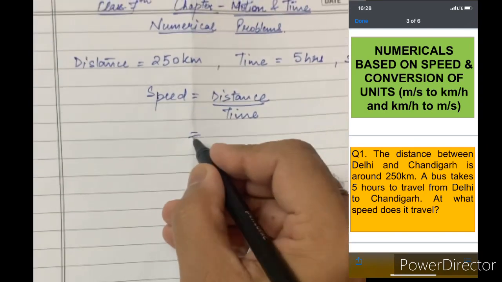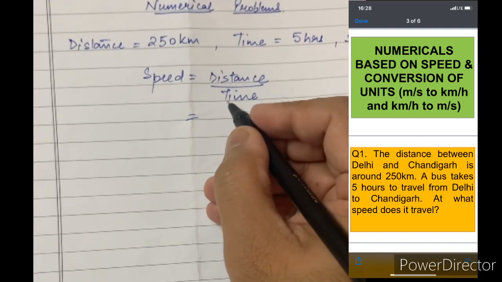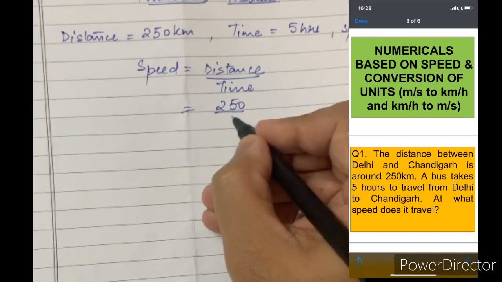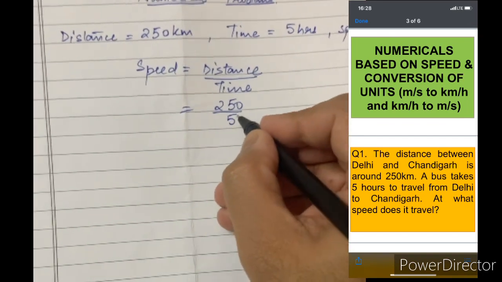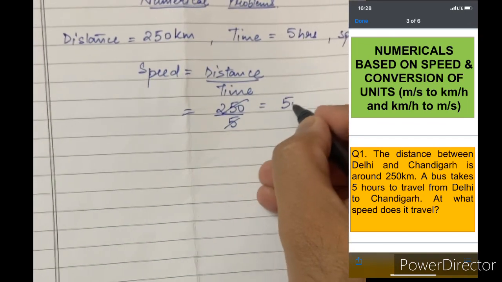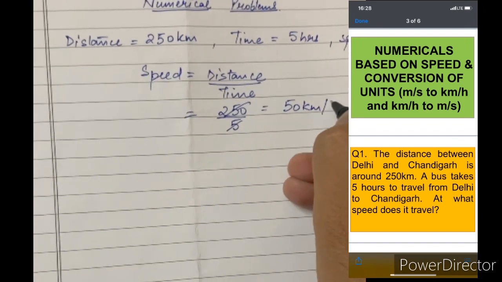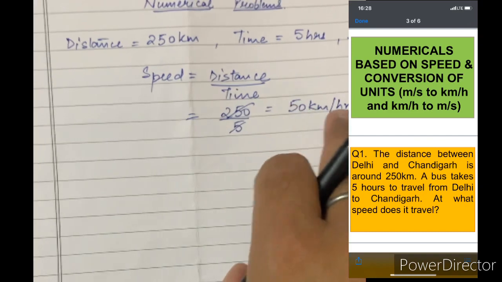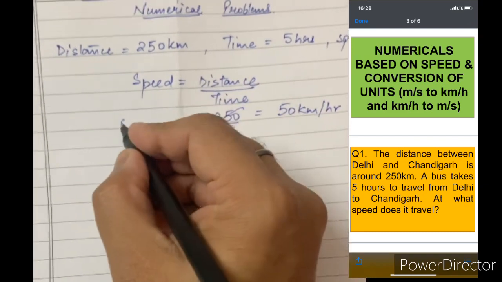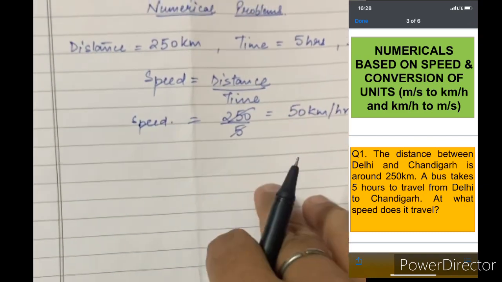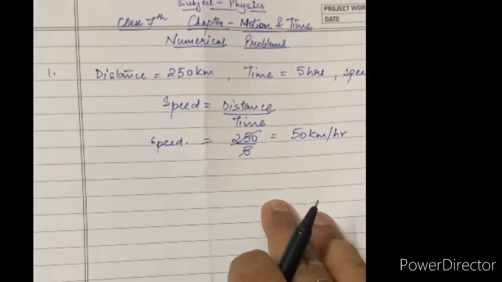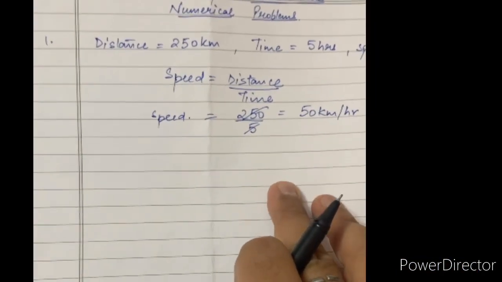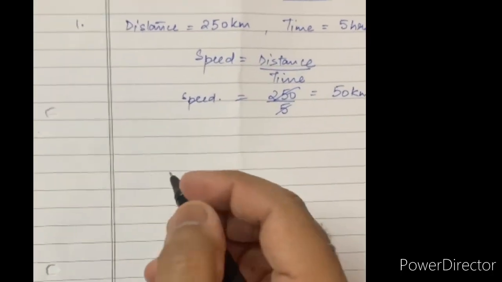So distance upon time, distance is 250 and time is 5. If we divide these two, we get 50 kilometer per hour. Kilometer is for distance and hour is for time. So this is your speed. Okay, you understood this? It is quite simple. So let us move to the next question.